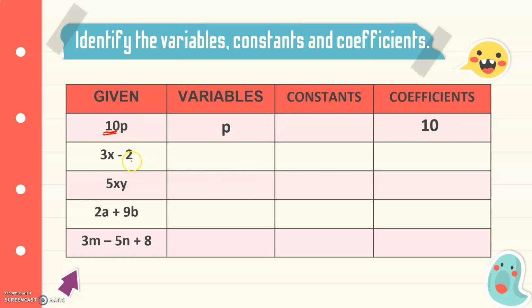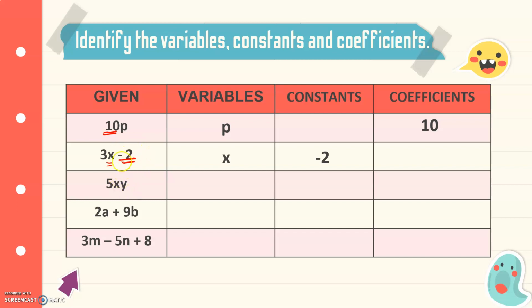Let's have the next one, 3x - 2. Our variable here is x. So x is a letter from the English alphabet. This x here is not a multiplication. Take note of that. You will learn more about it in our next lesson. For now, x here is a variable and not a multiplication symbol. Then our constant is this negative 2 here. Minus 2 is a negative 2.